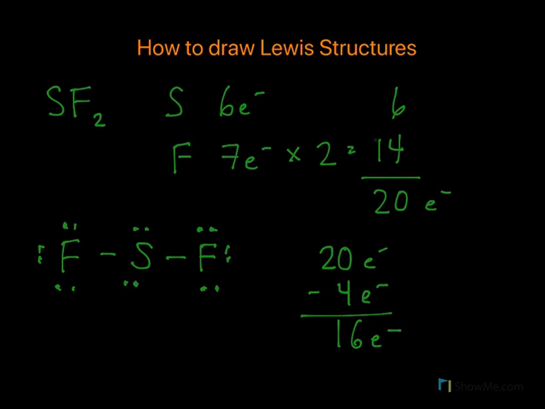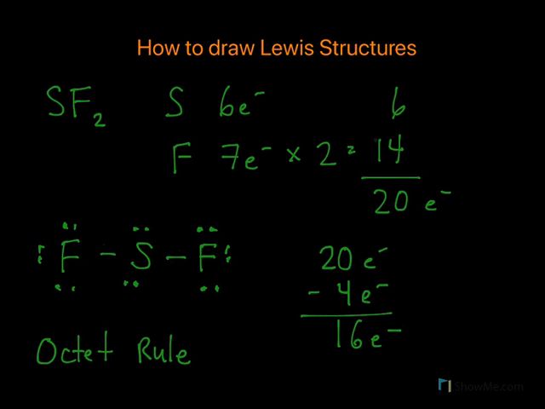Okay, so how do we know when we're finished? Well, again, first is the octet rule. Making sure that these non-metal atoms have at least 8 electrons around them. And they do. Each of the fluorines has 8: 1, 2, 3, 4, 5, 6, 7, 8. And the sulfur has 8. So that is the first rule that we have now satisfied.